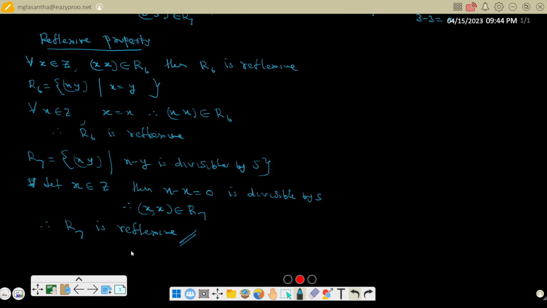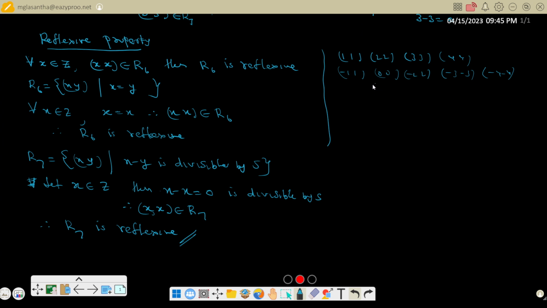The reflexive in here, what is the meaning? Reflexive means you have to check whether the elements of the form 1 1, 2 2, 3 3, 4 4, minus 1 minus 1, 0 0, minus 2 minus 2, minus 3 minus 3, minus 4 minus 4 are all included in that relation. Then we say it is reflexive.